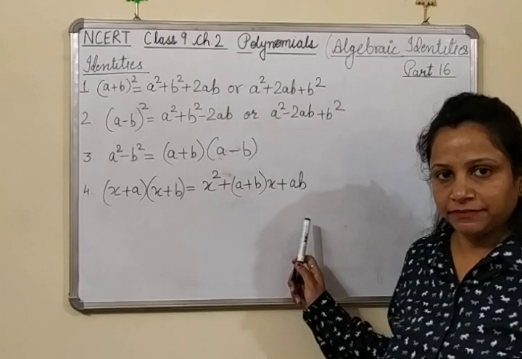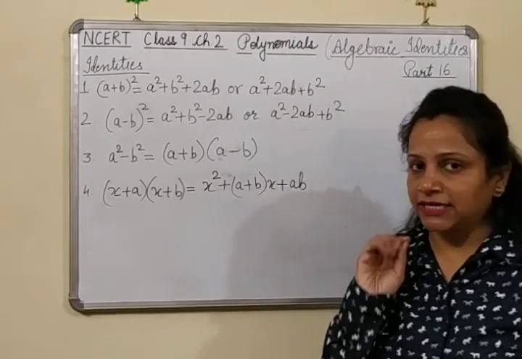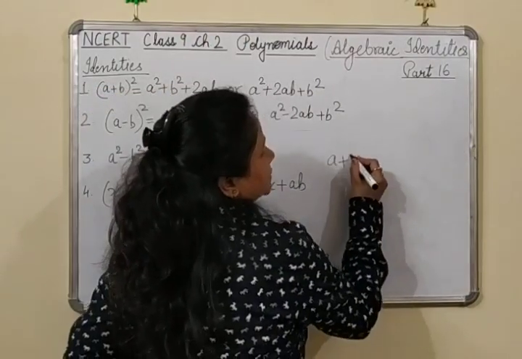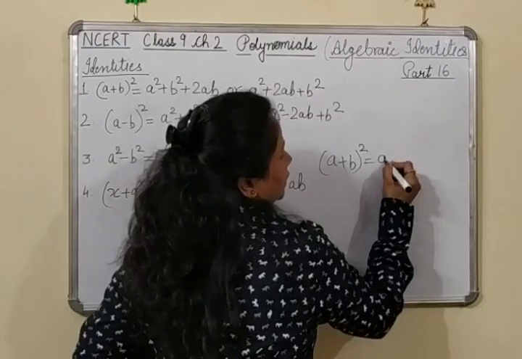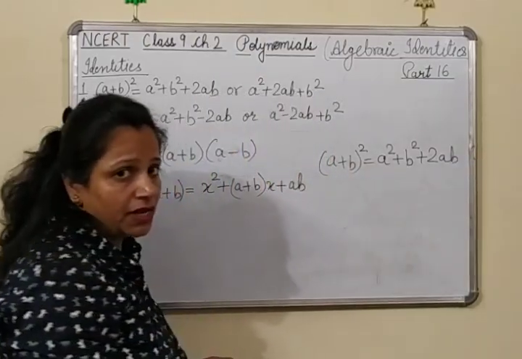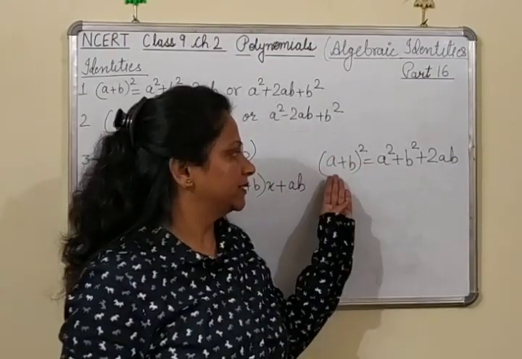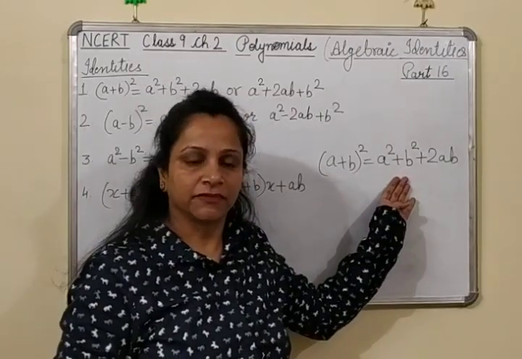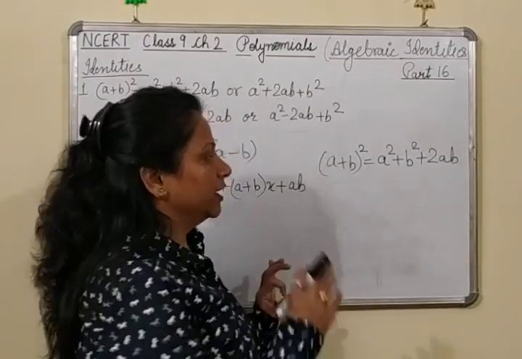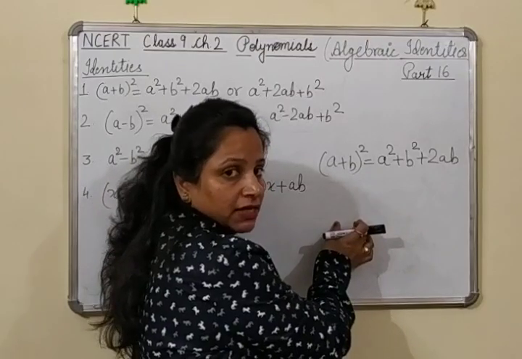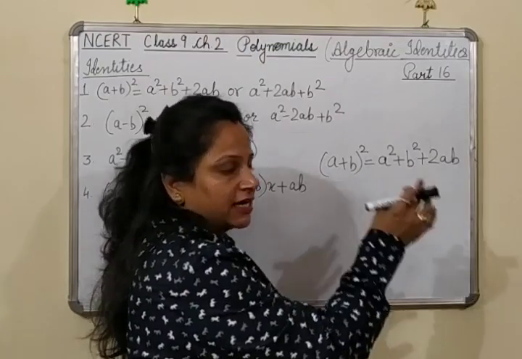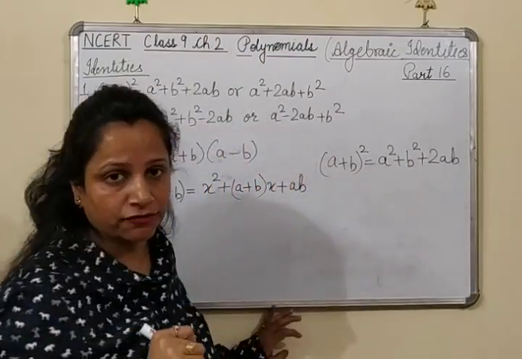Clear? Now, one thing you people have to understand very carefully, and what is that? Suppose we have this identity a plus b whole square, which is equal to a square plus b square plus 2ab. Let us consider that this is the short form and this is the expanded form of it. Now, if the question is given to us in the short form, we have to get the answer in the long form, the expanded form.